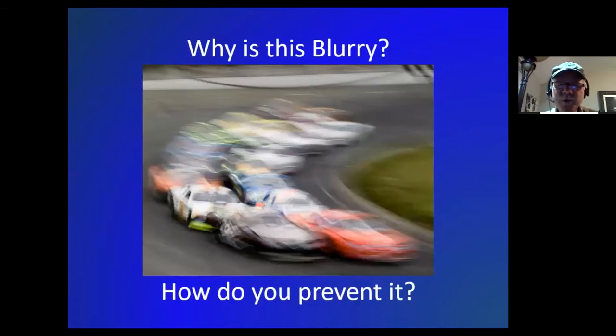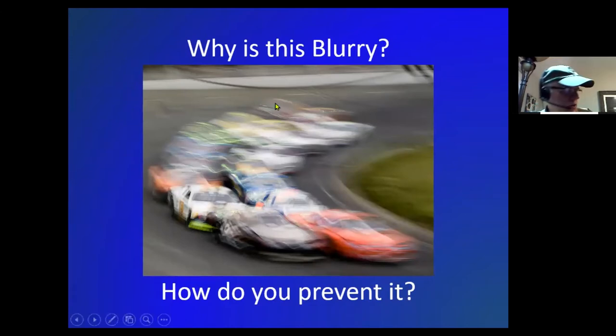All right, who can answer me this one? Why is this blurry, and how do you prevent it? How about Robert? You get a camera that goes by like a second faster. Well, like make it go by like 1/1000th of a second. Very good. And there's another factor as well, which someone else mentioned at the very beginning of this.